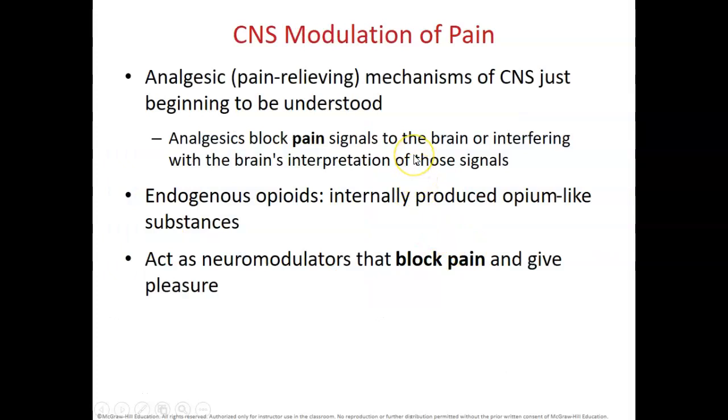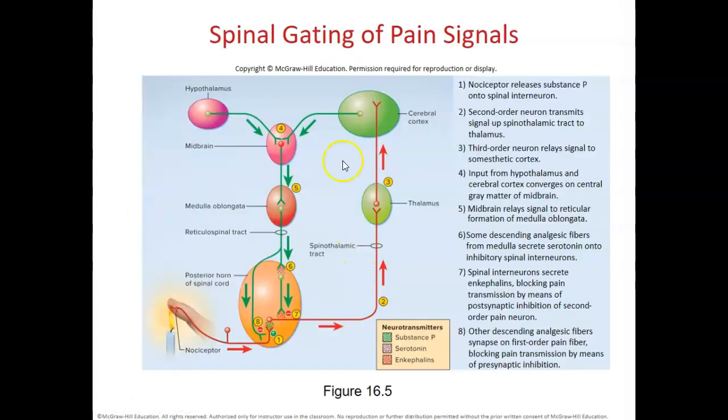The central nervous system modulates the pain signal. The analgesic mechanism is that some drugs can block the pain signals to the brain and interfere with the brain's interpretation of these signals. Our body can produce endogenous opioids. Opioids are opium-like substances that can act as neuromodulators that block the pain and give pleasure. A lot of drugs are developed based on this mechanism to relieve the symptoms of pain. This is called the spinal gating of pain signals.